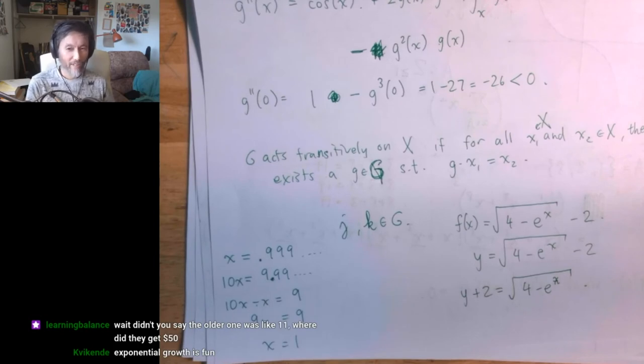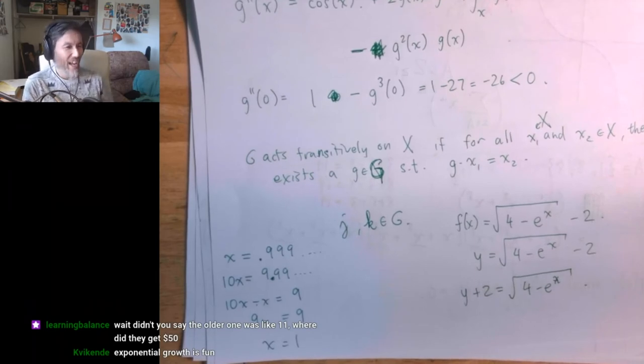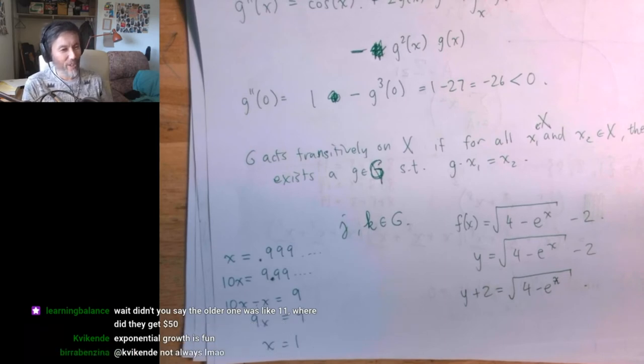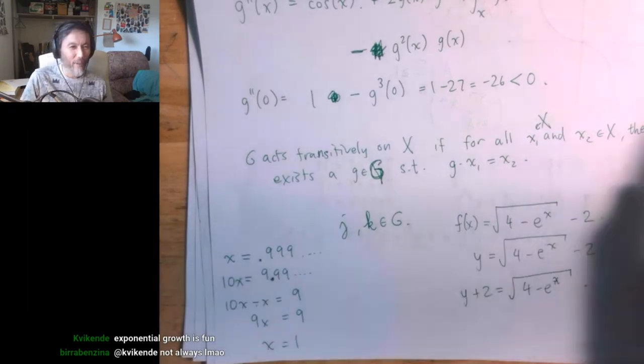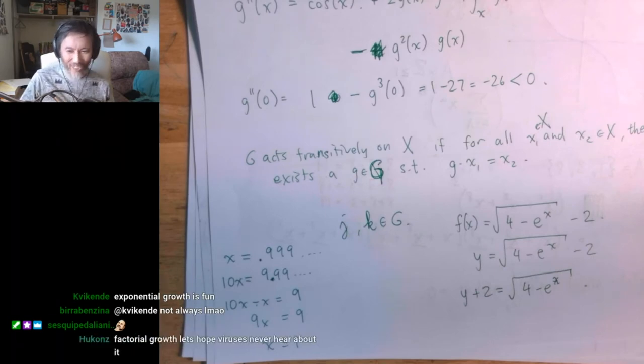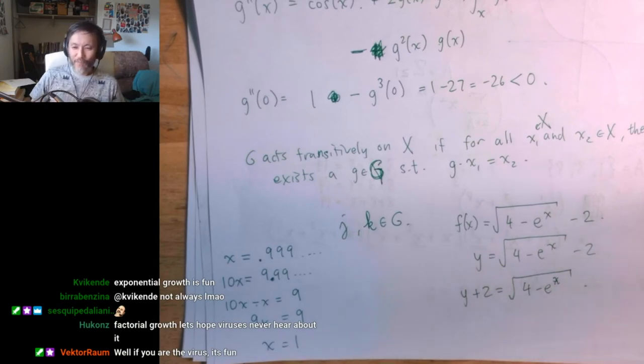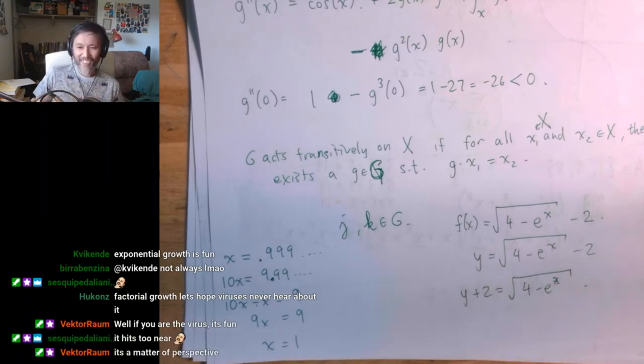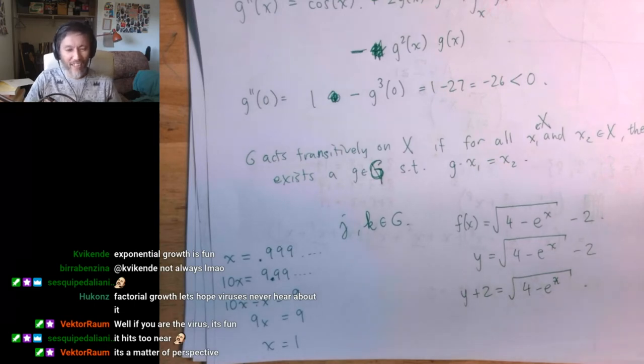Exponential growth is fun. In 2020, exponential growth is not fun. Exponential growth describes, for example, when there is a pandemic on your doorstep, okay? Fuck exponential growth. Thanks for having such empathy for the goddamn virus, Vectorcom.